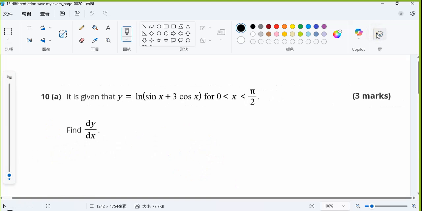Question number 10. y equal to ln of sine x plus 3 cos x. So dy dx will be 1 over sine x plus 3 cos x, and then differentiate of sine x will be cos x minus 3 sine x. Okay, done.